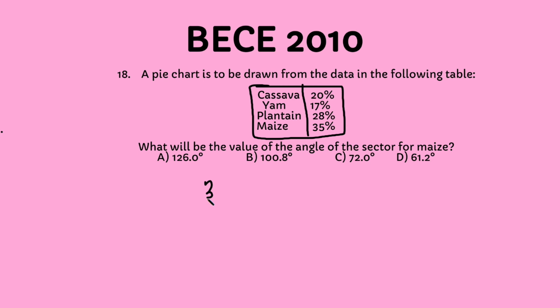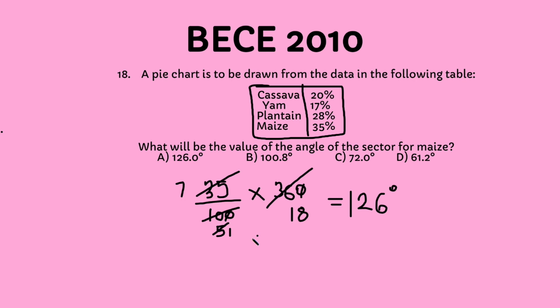So it means that the angle for maize will be 35% of that 360 degrees, which will give us 35 out of 100 times 360, and our answer will be 126 degrees. So when we draw a pie chart, according to the percentage distribution we have here, which says that maize is 35%, the angle for maize on the pie chart that will be drawn should be 126 degrees, which is 18A.